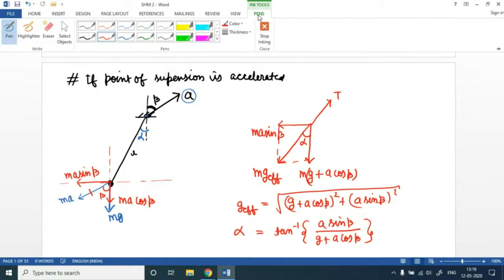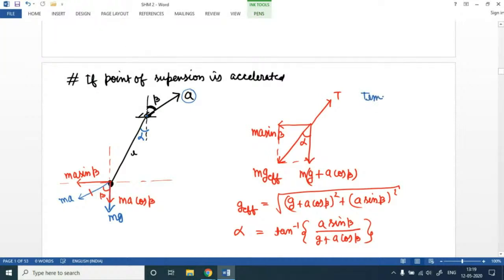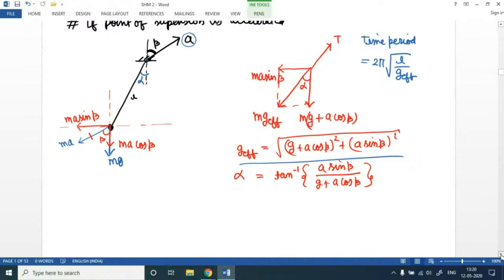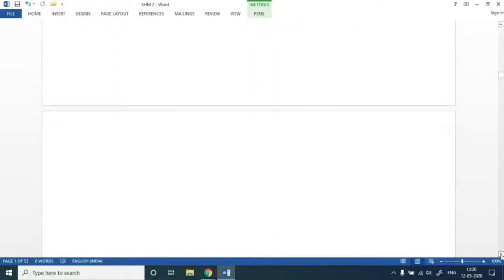So time period of the oscillation, like we know it for a simple pendulum. In this case it would be 2 pi root under L by G effective only, where the value of G effective we have already found out. So this is the case when the point of suspension is accelerated. Now let's look at one another case, that is also a very important question.